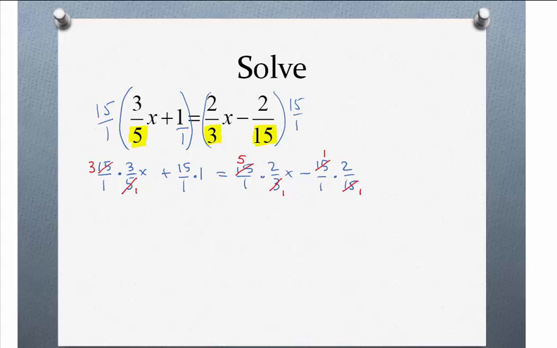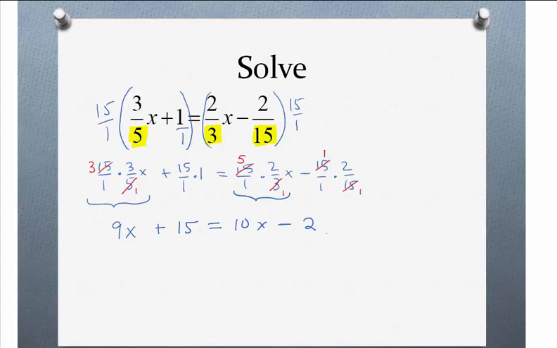So now when I write down what I have left, after I do that multiplication, these denominators are all 1, so I just have 9x. And that 9 comes from this 3 here and this 3 here. This one, nothing canceled, so I just have 15 times 1, which is 15. On the right side, denominators are 1, so I have 5 times 2x, that's 10x. And then here I have 1 times 2, which is 2.